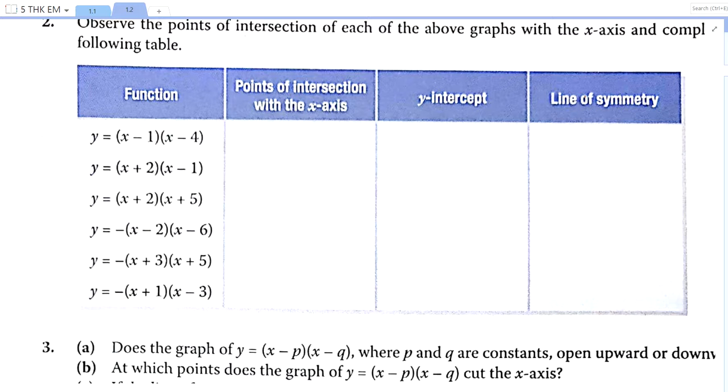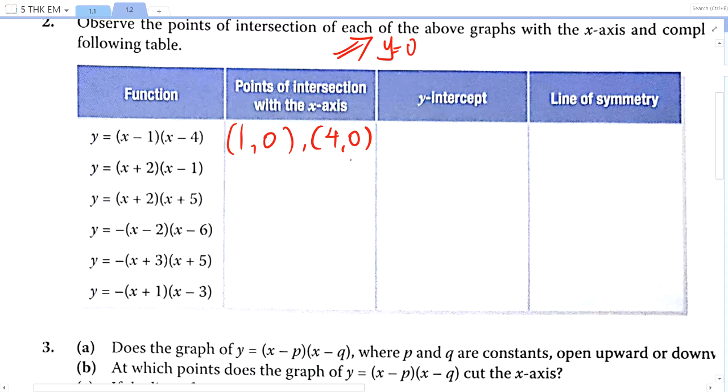How do we find the x-intercepts? Sub y equals 0. All agree? Okay, so in this case, it's the points of intersection with the x-axis. Sub y equals 0. Can you tell me what the points are? So for points, I will require coordinates. (1, 0) and (4, 0). Agree?